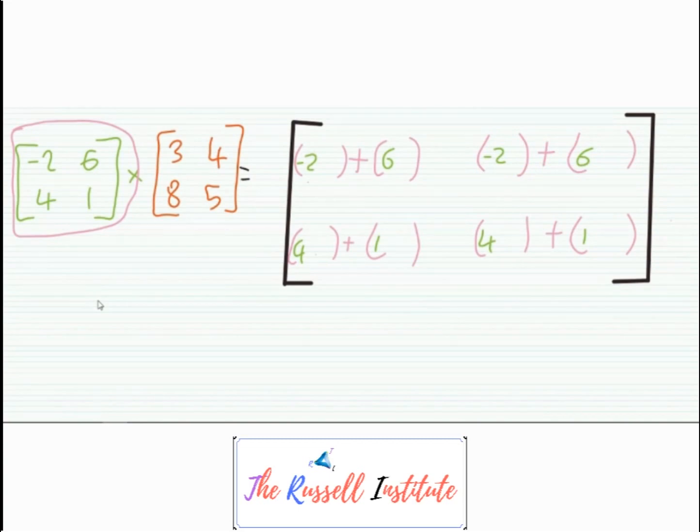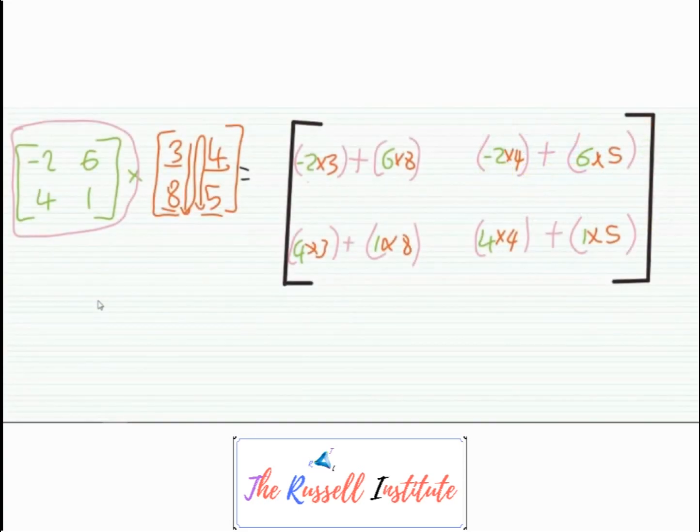Now to fill out the second one, remember we're going to go like a snake. We're going to start at 3. We're going to go down to the 8, come back up to the 4, and then go down to the 5. So we're going to do times 3, go down and repeat, times 3, then times 8, go down and repeat, times 8, then times 4, go down, times 4, and finally times 5 and times 5.